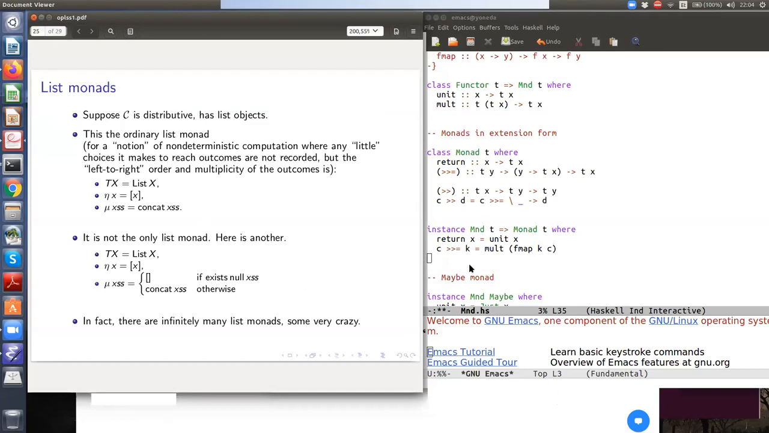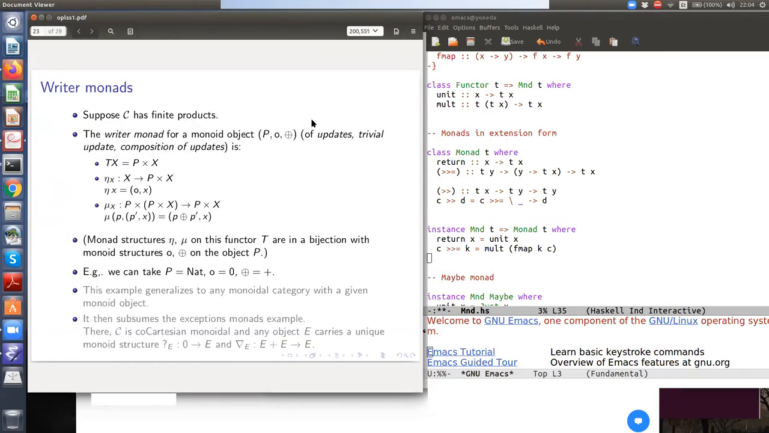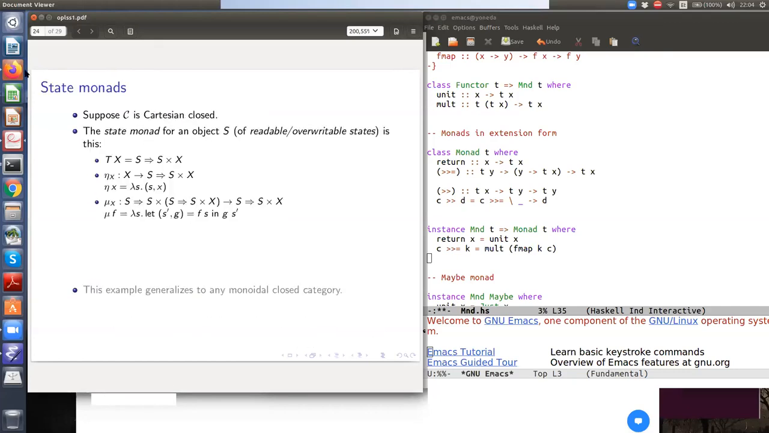There are some questions and then I stop. Is the writer thing a bit like a history? Yes, very much like this. So if you just want to log stuff, you don't need state for this. State both reads and writes. So a writer logs. And the state always overwrites whatever was there. I mean, the updates here are completely destructive.